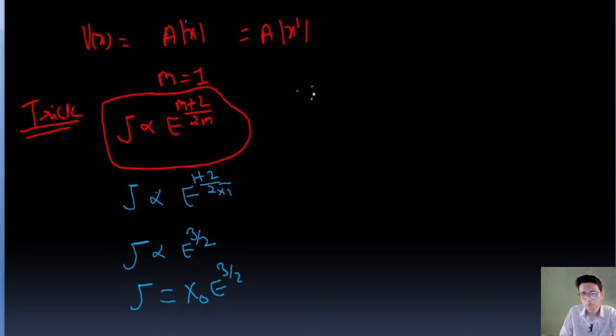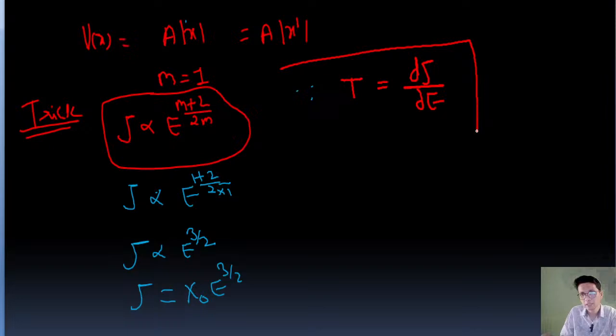From here the value of T, this is a formula you need to note down: T is del J upon del E. Very important formula. The relation between time period and angular momentum is T equals del J upon del E. So from here we can write the value of T.